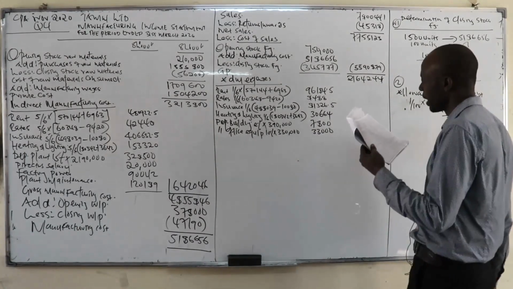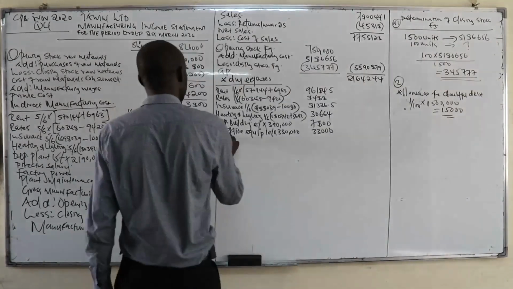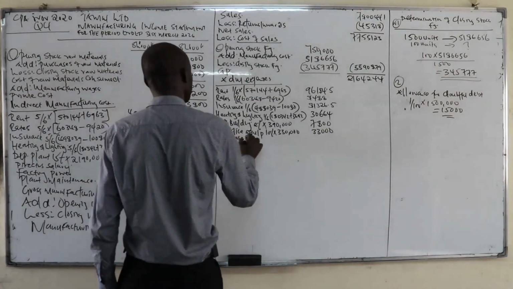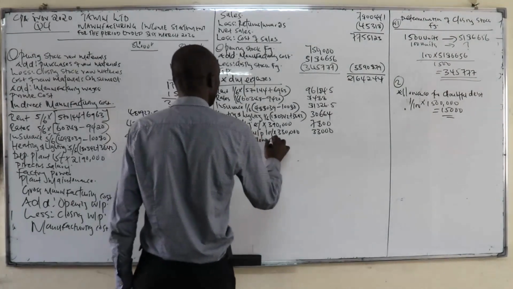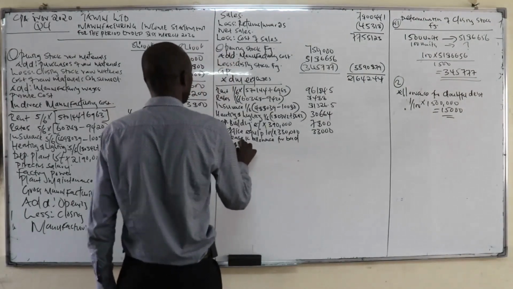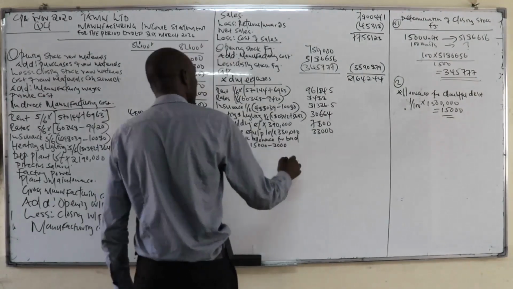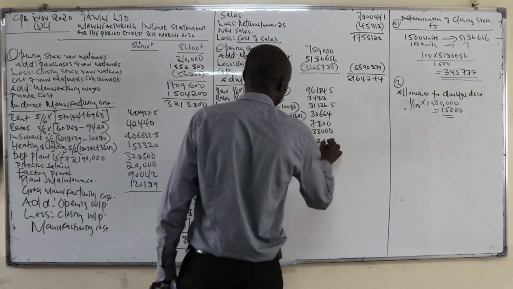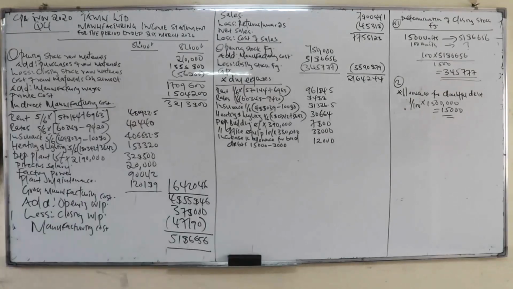We compare the opening balance. The opening balance is how much? 3,000, isn't it? So we say increase in allowance for doubtful debts, which is 15,000 minus 3,000, which is 12,000. Is that okay? Yes, isn't it? So we are through with note number 6.